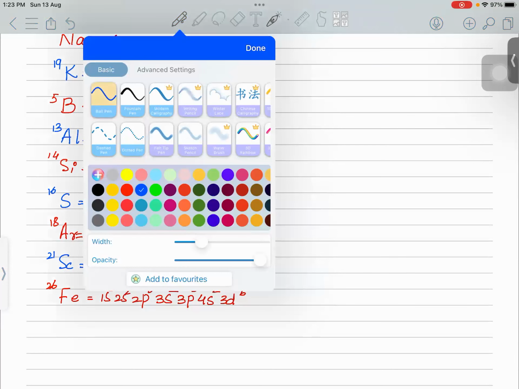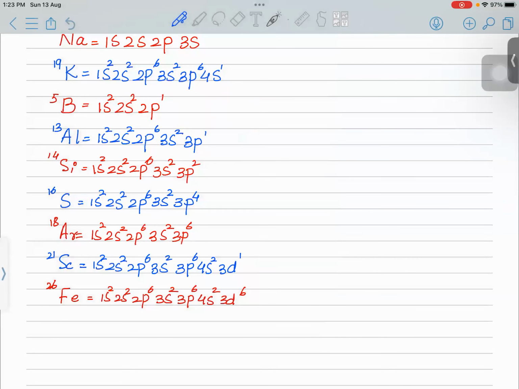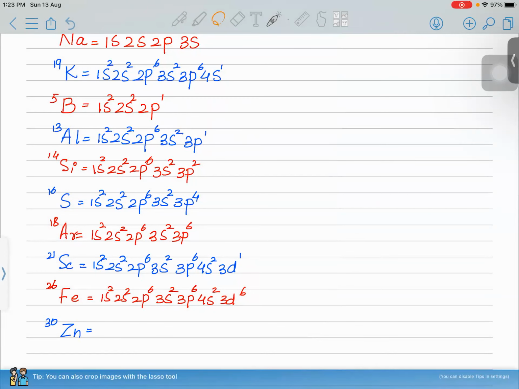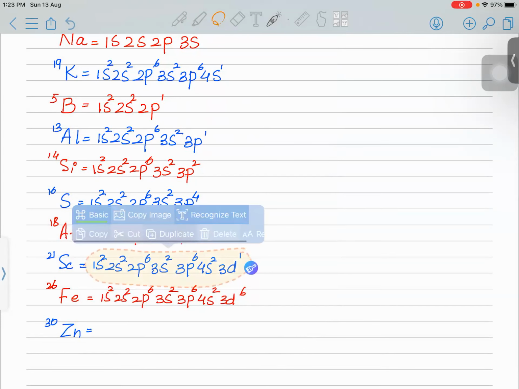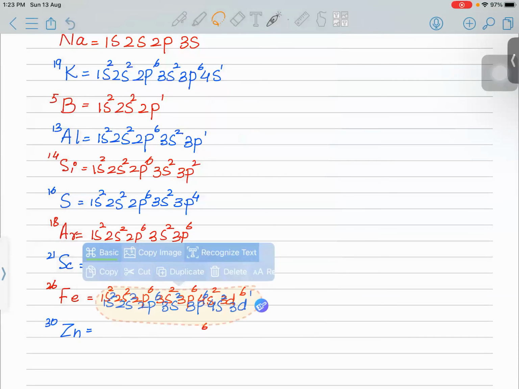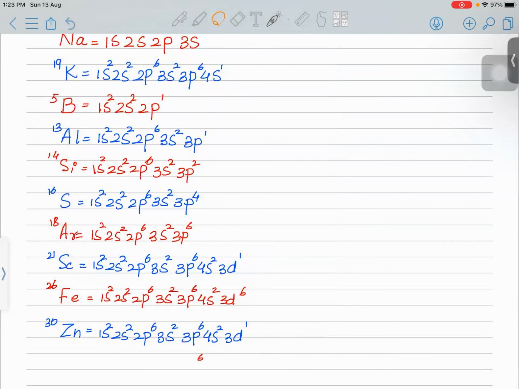Now, second last question. Zinc, 30. Sir, won't it just be the whole formula? You can see here, this is the formula. Yeah, but 3d should become 10. Yes, this time 3d becomes 10. Correct.